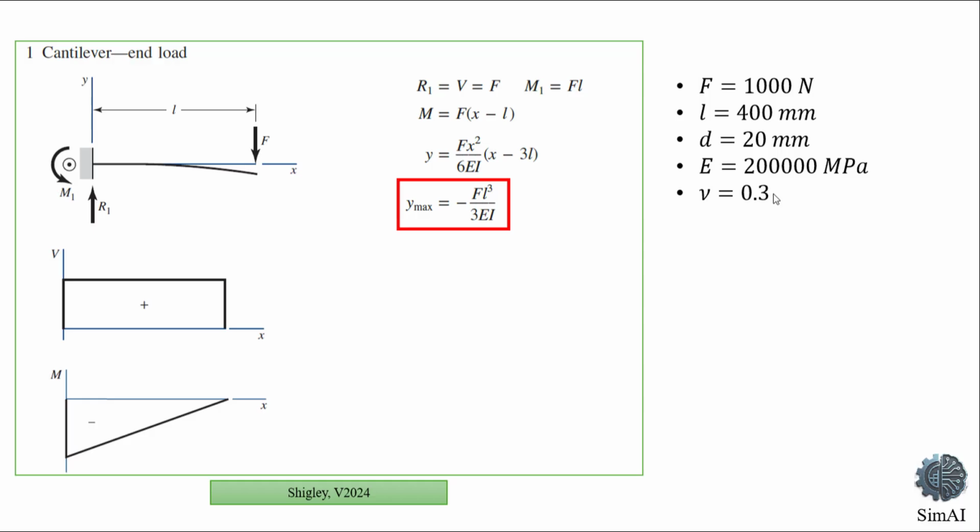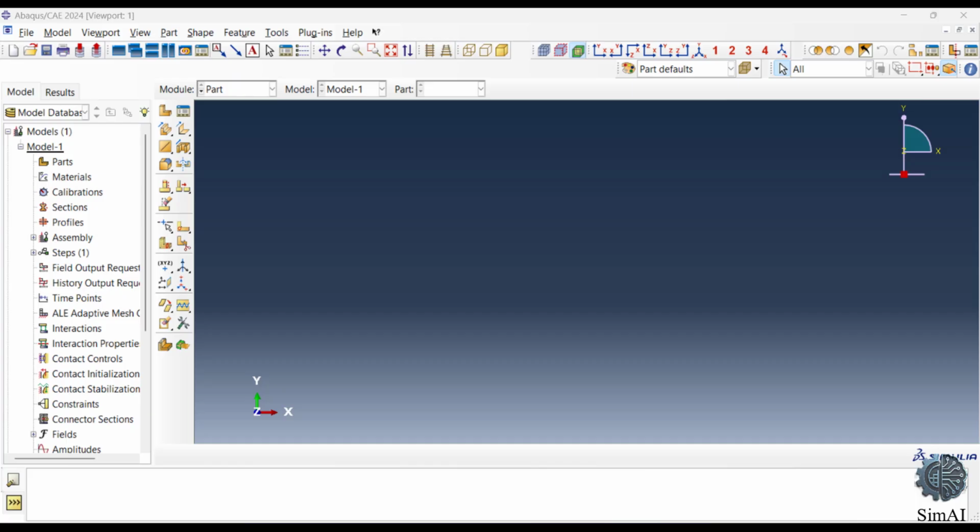0.3. According to the Euler-Bernoulli beam theory, the maximum deflection at point A, the end point, is calculated using this formula. Our goal is to see how accurately Abaqus FEA matches this analytical solution. Okay, now let's move into Abaqus and follow the modeling process step by step.